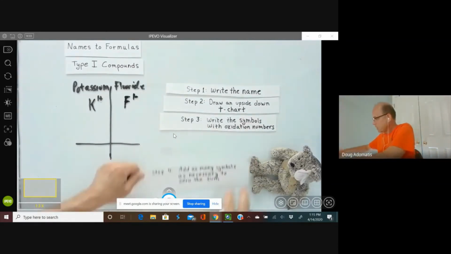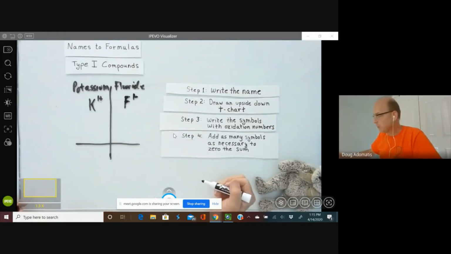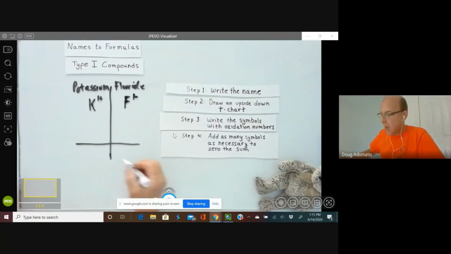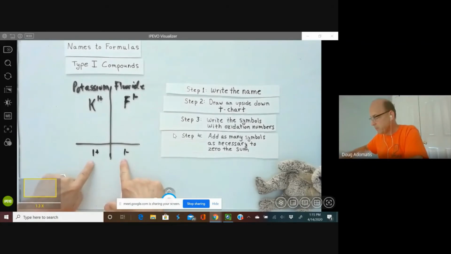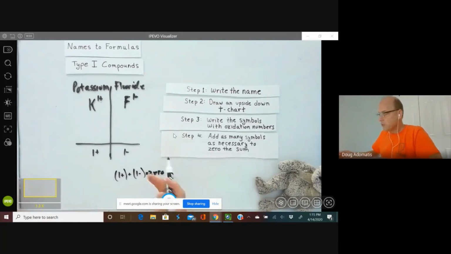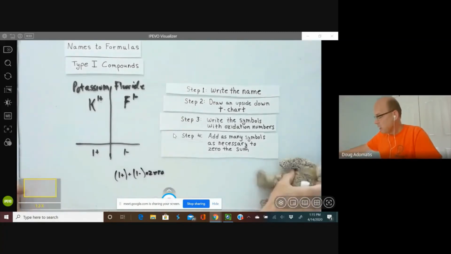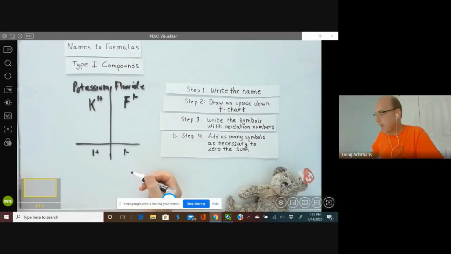Now, step 4. Add as many symbols as necessary to zero the sum. Now, what do I mean by that? I want you to add up all the oxidation numbers on this side, and then add up all the oxidation numbers on this side, and then sum these two sides together, and a positive 1 plus a negative 1 is equal to 0, right? All right, as necessary. Well, this was easy to do because the oxidation numbers already added up to equal 0. And this is what I called in class a match made in heaven, right?